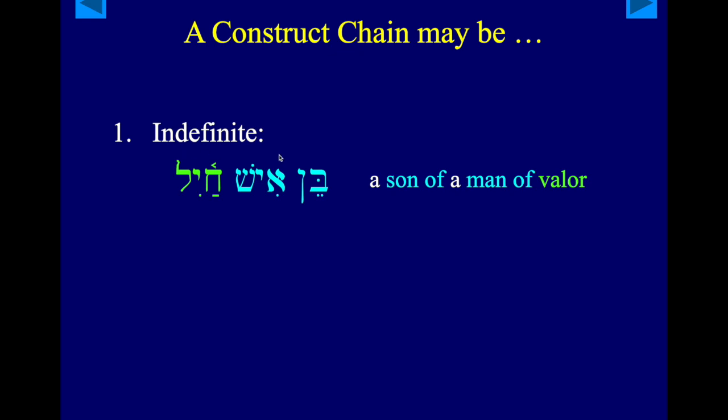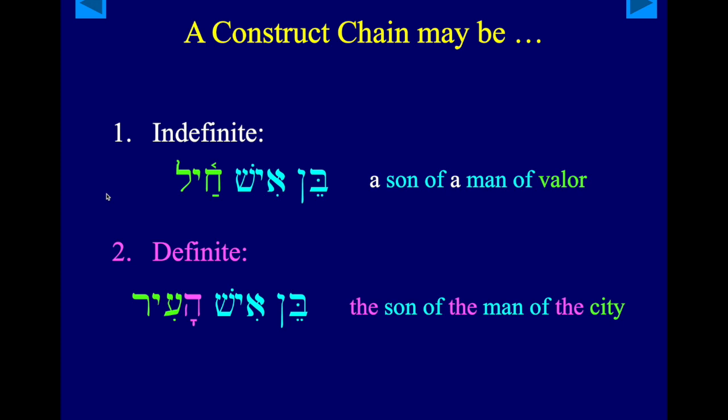In Hebrew, when you just put these nouns next to each other, people understand them to be in construct to one another. So, son of a man of valor. There's no definite articles anywhere here. And this last word, chayil, it just means valor. It's not a particular name. It's not a definite noun. So there's nothing definite in this whole sequence. So we would use a lot of indefinite articles to translate it in English. A son of a man of valor. Bein ish chayil.